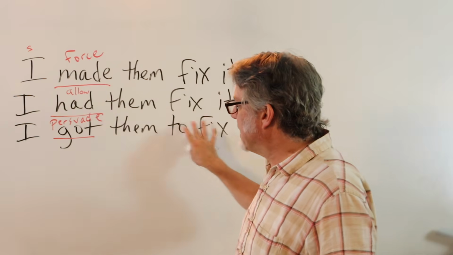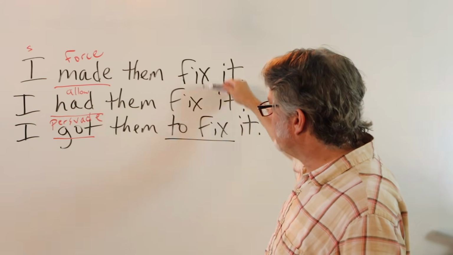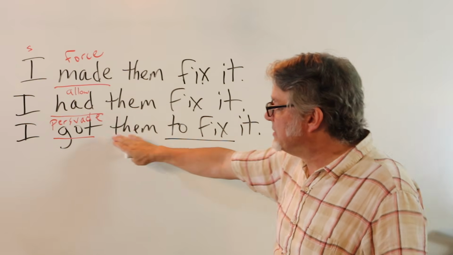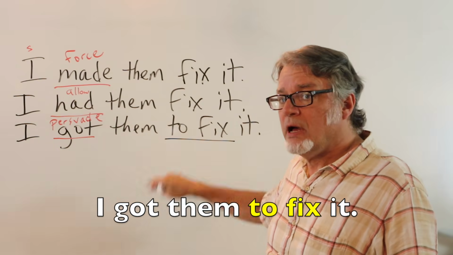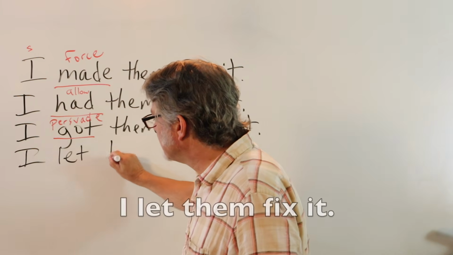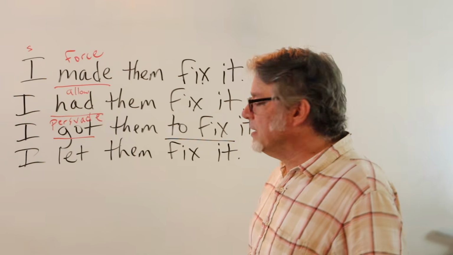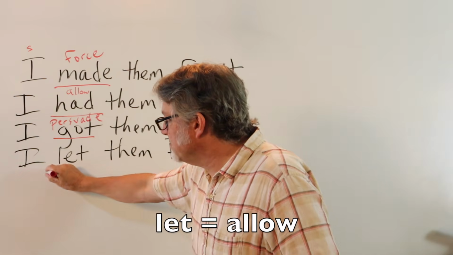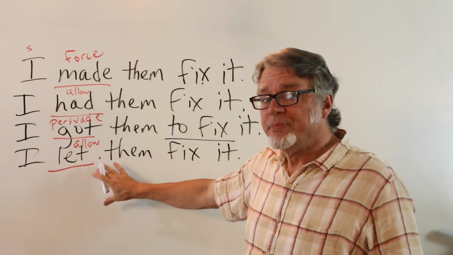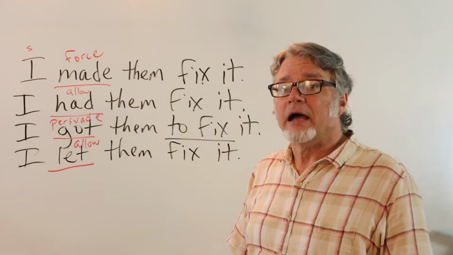Notice in this sentence there is an infinitive with to. These are all considered to be infinitives, but here you don't need to use to. If you use get, then you have to use to. I got them to fix it. I let them fix it. In this sentence, let means to allow. They perhaps wanted the opportunity to fix it, and I said yes. I let them fix it.